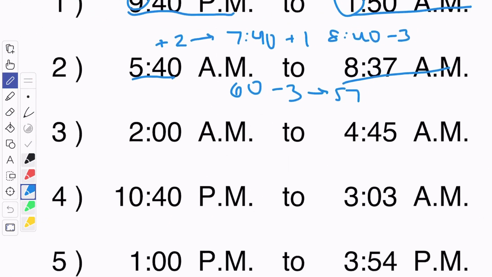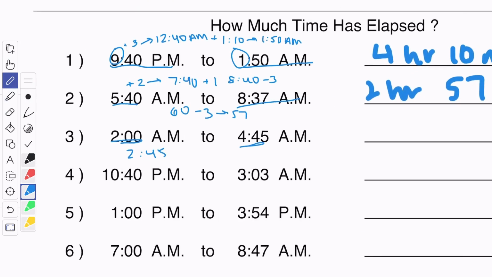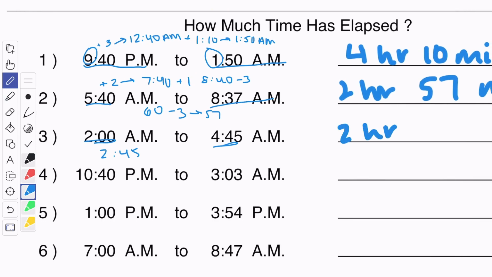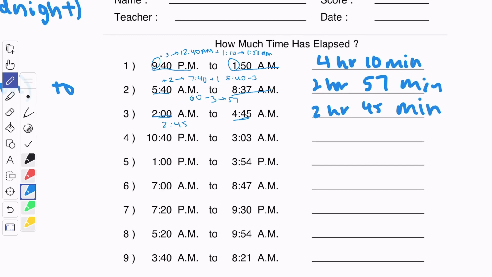Now we're going to go from 2 a.m. to 4:45. This one's pretty easy. You just add 2 hours and 45 minutes to get there. So 2 hours, 45 minutes.